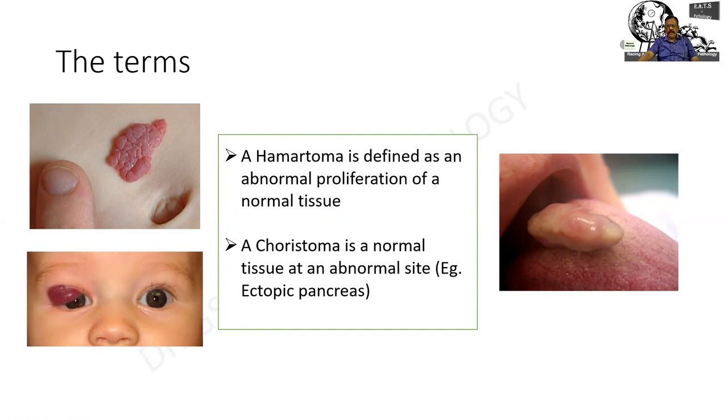Choristoma, on the contrary, is the presence of a normal tissue in an abnormal site. So this is actually supposed to be a bit of bone. I'm finding a yellowish white tinge over here, hard, and this is supposed to be a choristoma. Also, we can find ectopic pancreas in the stomach, etc., and that is called a choristoma. These two terms we shall remember: hamartoma and choristoma.